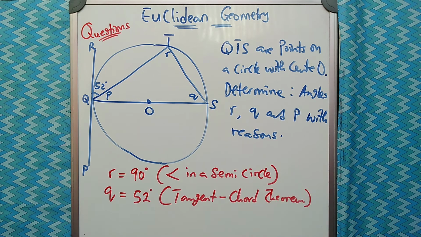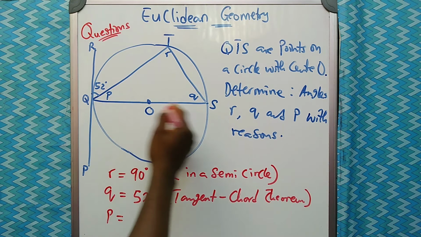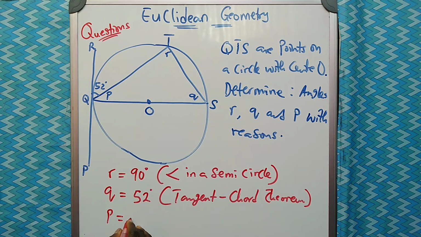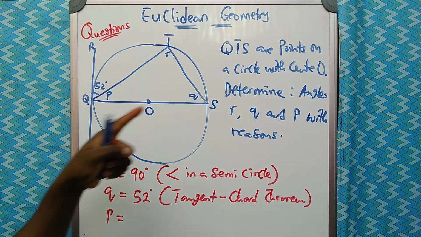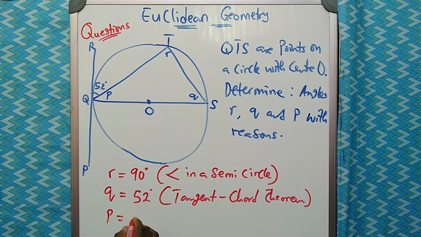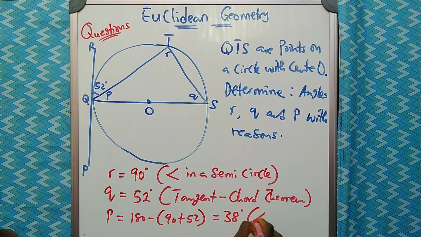Please look for this theorem and get used to them. And the last question there is angle P. We know that the total angle in a triangle is 180. So, we have gotten R, we've gotten Q, then we can look for P. So P is going to be 180 minus (90 plus 52). If we resolve it, we are going to get 38 degrees, angle in a triangle.